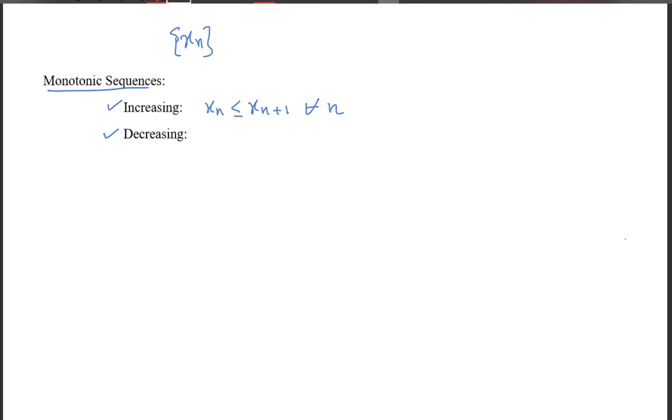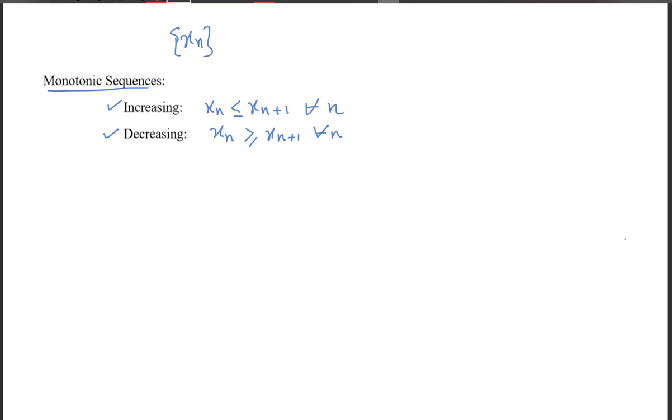And for a monotonic decreasing sequence, xn will be greater than or equal to xn+1, for all n. Then we say this is a monotonic decreasing sequence, and if the equality sign is not there, then it is a strictly monotonic decreasing sequence. And the constant sequence is also a monotonic sequence, because with the equality sign it falls under both increasing and decreasing. So we can say it is a monotonic sequence.